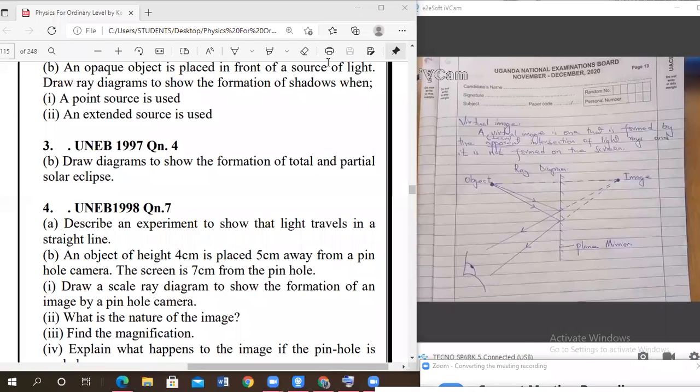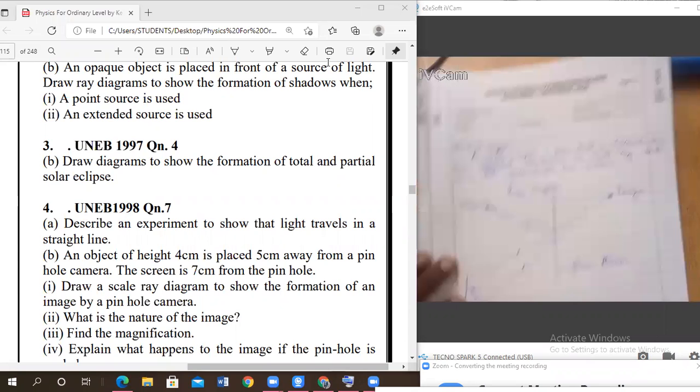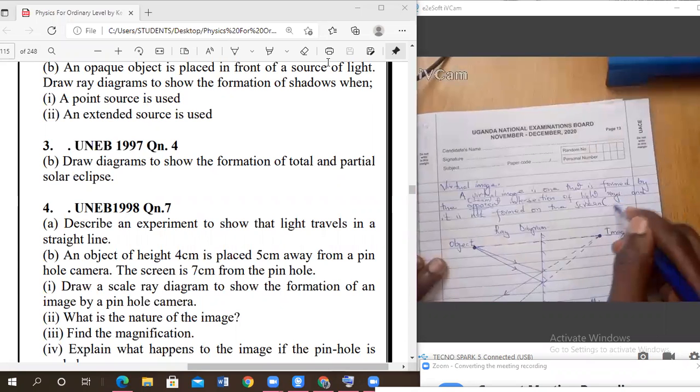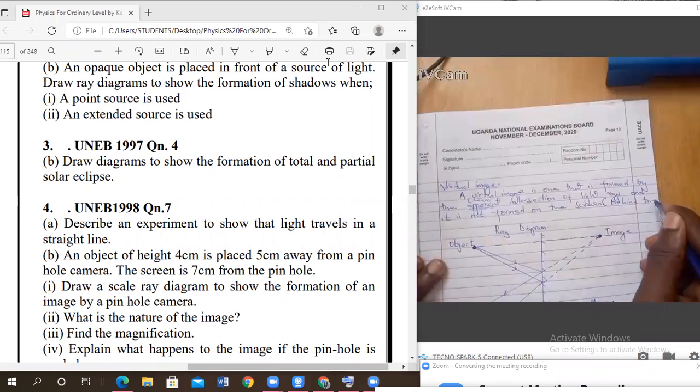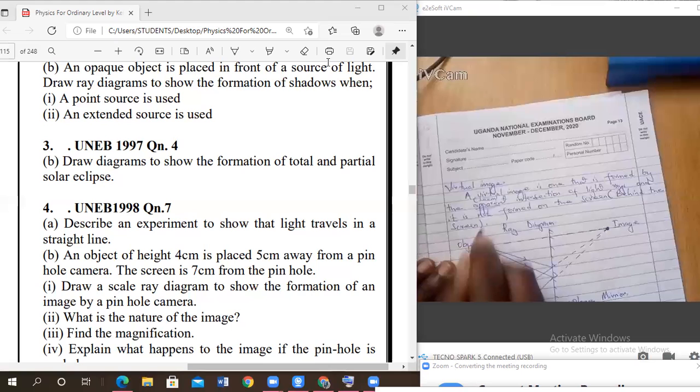Why? The major difference between real and virtual image is that a real image is formed on the screen, but a virtual image is formed behind the screen. So you add it here: behind the screen.